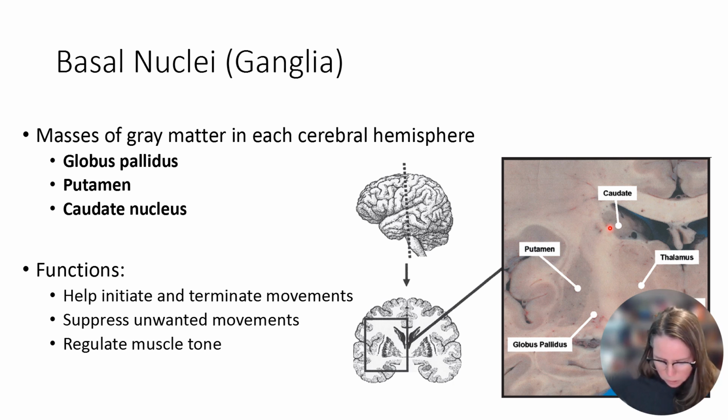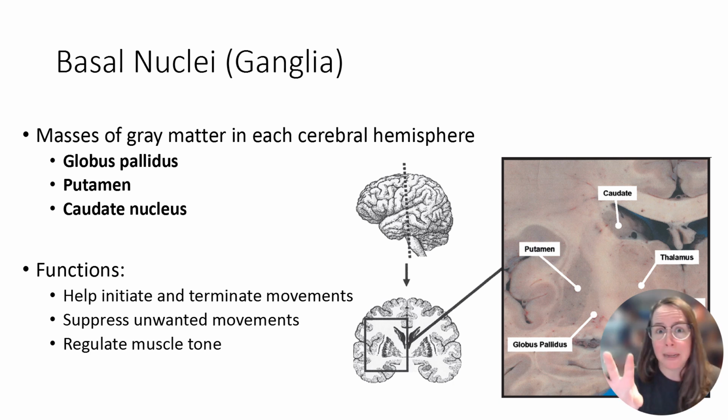The putamen is also going to be in charge of just regular movements, and it also has an influence on learning as well because it does secrete dopamine. And the last one, the caudate nucleus, this one's really interesting because it again has a role in fine motor control, but it's integrating the sensory information you're getting about where your body is in space, and then using that information to regulate your voluntary movement, okay?